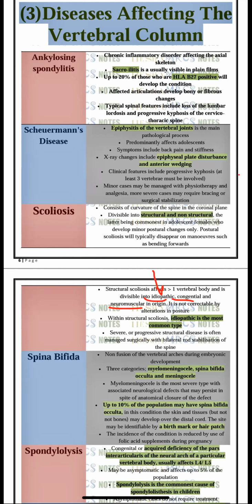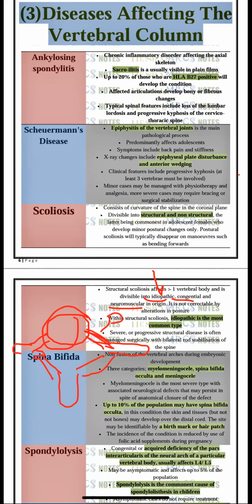Spondylolysis is just the deficiency of the pars interarticularis of the neural arch of the vertebral body. You will have the body of the vertebra, related by a limb, then the transverse process, then another limb, then the posterior spine. Here you will have what's called the pedicle. At the junction between body, pedicle and transverse process, you will have an area called the pars interarticularis.